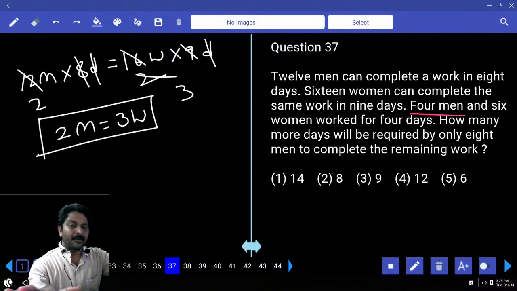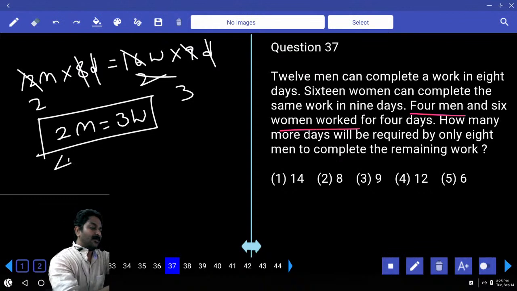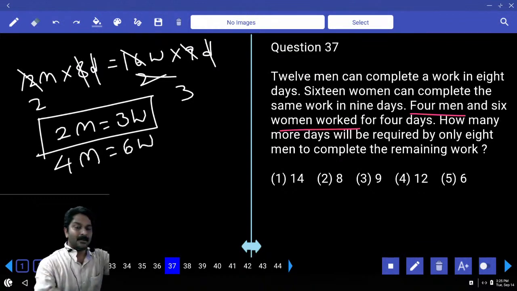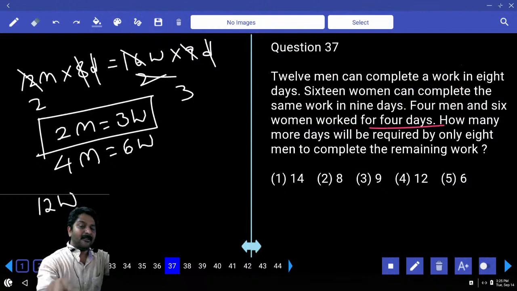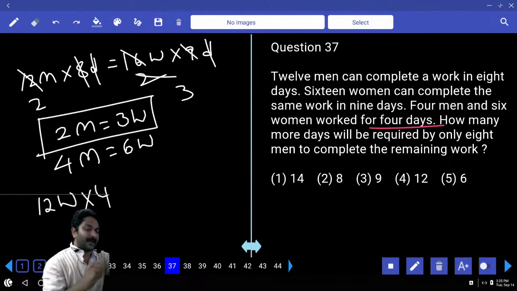Next, 4 men and 6 women started. With this, 4 men's efficiency is equal to 6 women. So in place of 4 men, I will write 6 women. And also we have 6 more women. That means 12 women started and worked for 4 days.